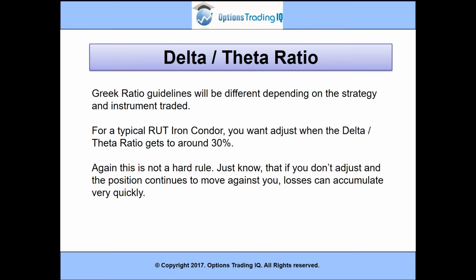Of course, if you're at 30% and the market gaps up a lot, or gaps down, whatever your exposure is, you can still have losses that way. So you've got to use judgment, but this is a line in the sand that I have: generally speaking, for a Russell iron condor and for my trapdoors, I don't want the delta theta ratio getting above about 30%.